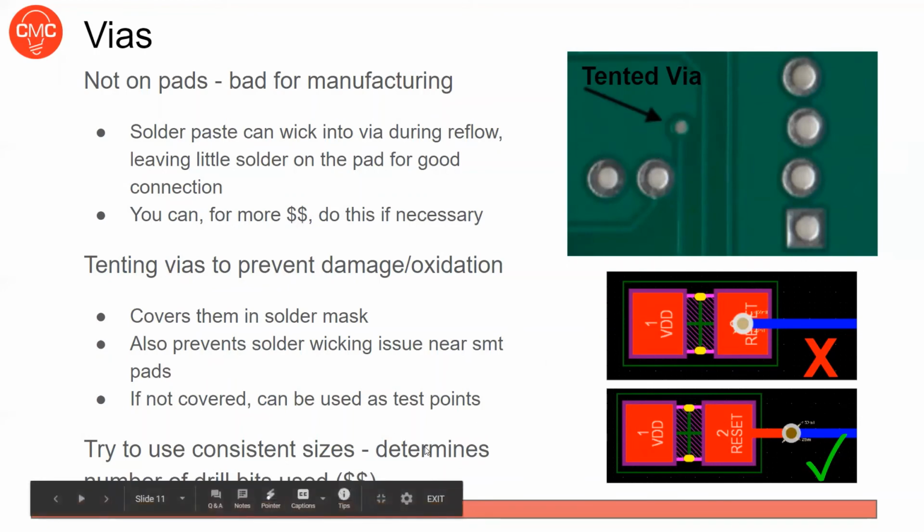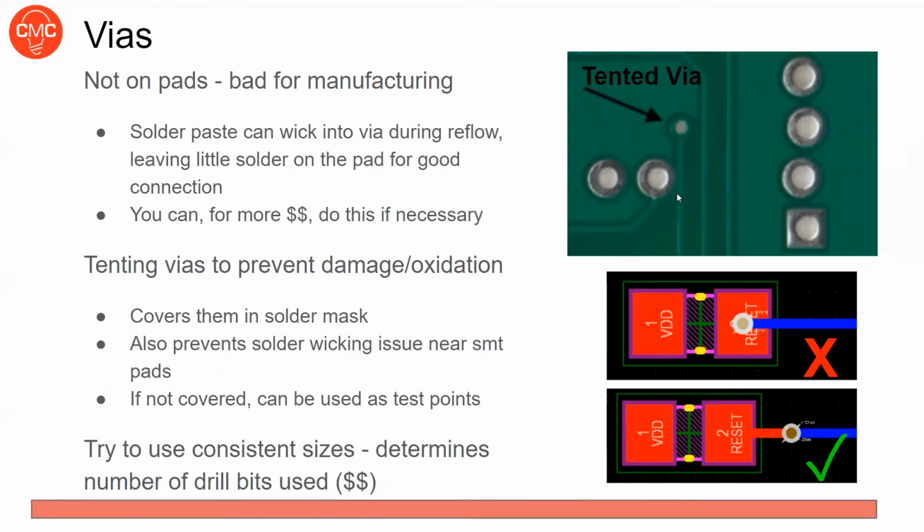One really big thing with vias is to try to make them consistent sizes. Let's say you have a 10 mil hole and a 12 mil hole.